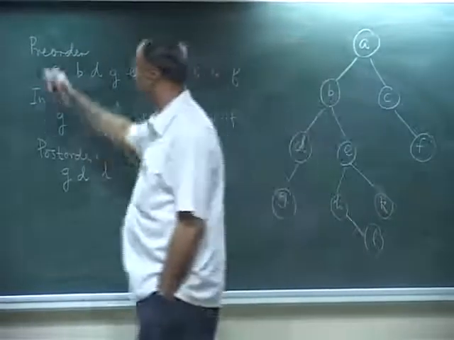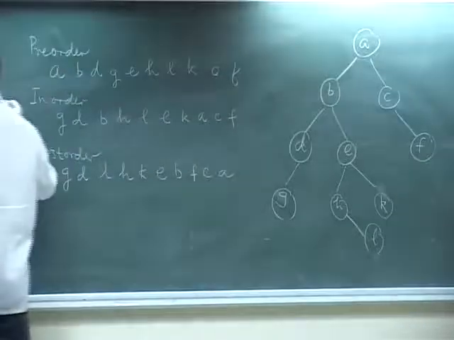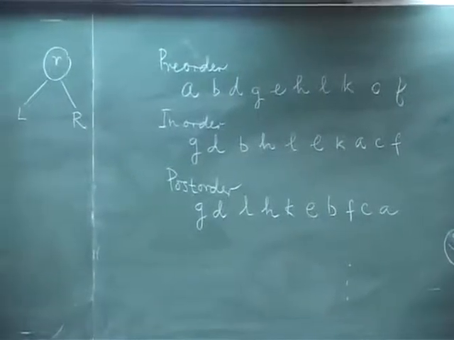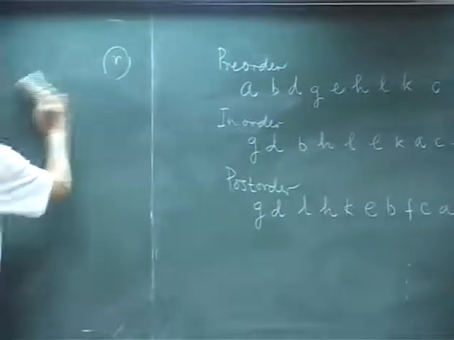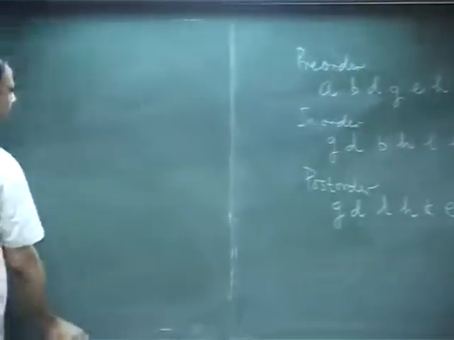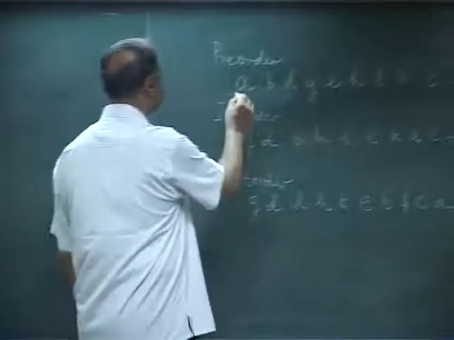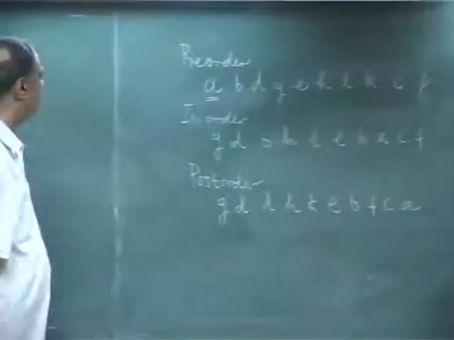In order to see that, suppose I know the pre-order and in-order; let us see how we can generate the binary tree. From the pre-order, I can get who is the root node, which is A.